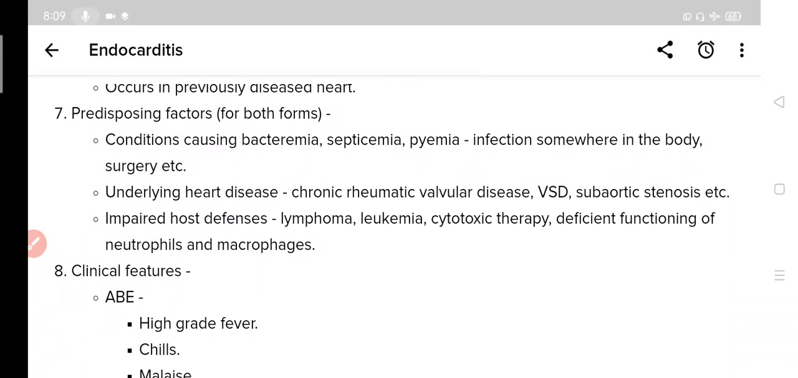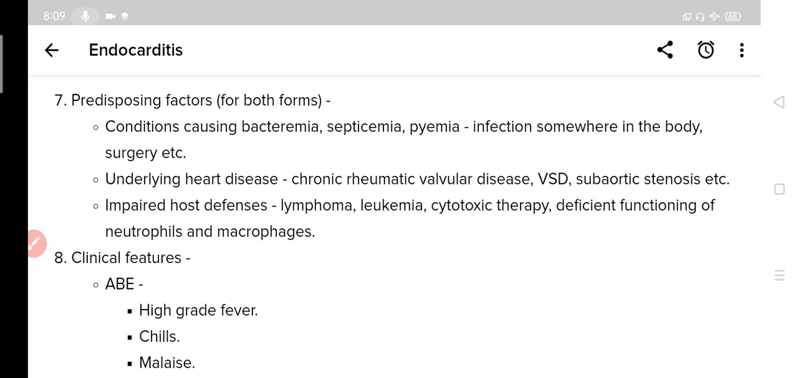Now, coming to predisposing factors, these are common for both forms. There are basically three predisposing factors. First one is conditions causing bacteremia, septicemia and pyemia. That is, these conditions are caused by infections somewhere in the body or surgery, etc.